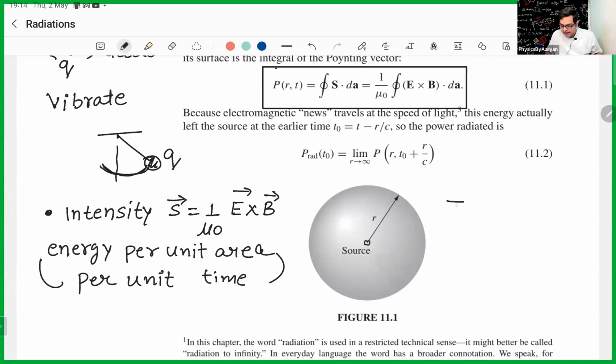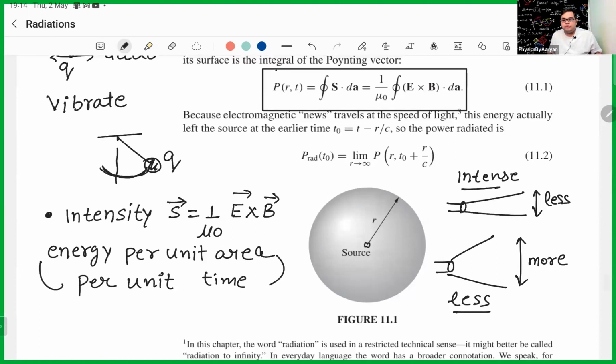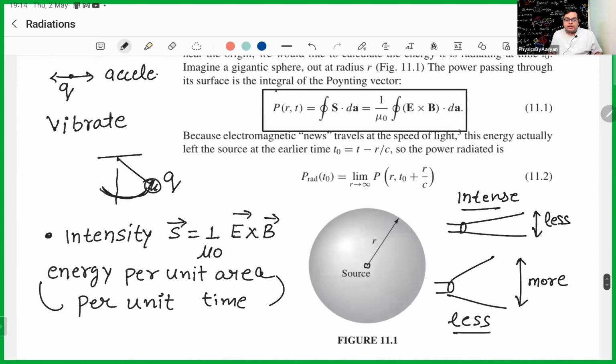If the light is something like this, this light is scattered in less area. This light is scattered in more area. This is more intense light. This is less intense light. And how do we describe the intensity? Intensity is described by the Poynting vector.